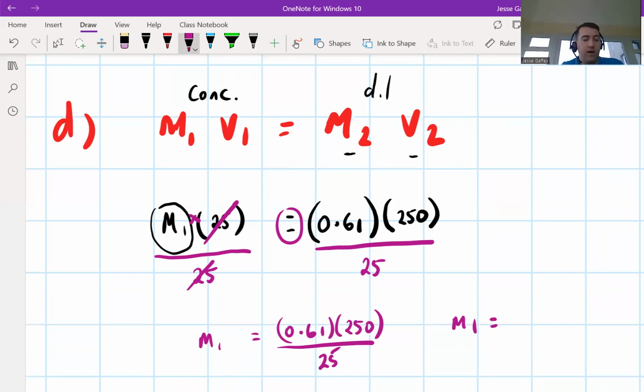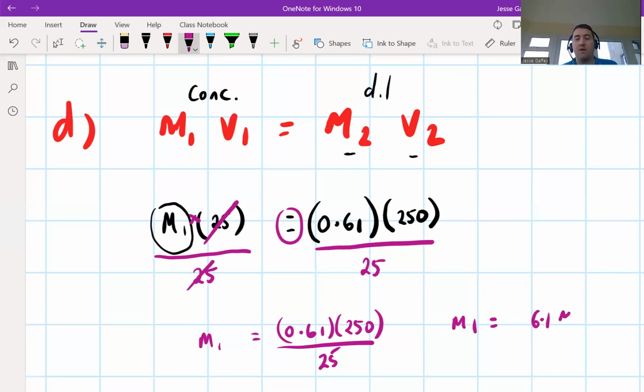Okay, so I'm going to do this with you. Again, pause the video and have a go at doing this sum now. 0.61 times 250 all over 25. And what I'm getting is 6.1 molar.